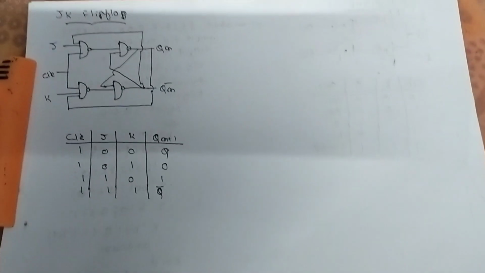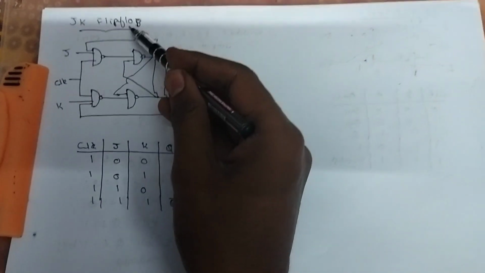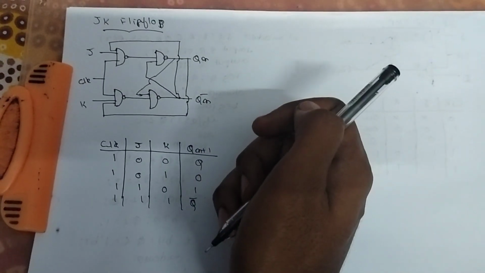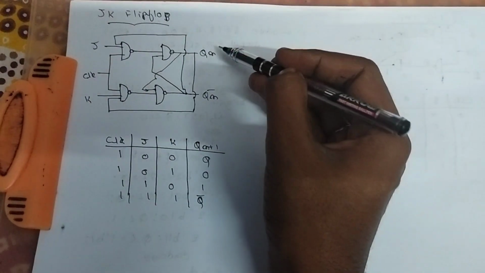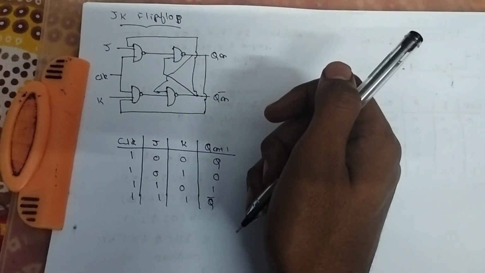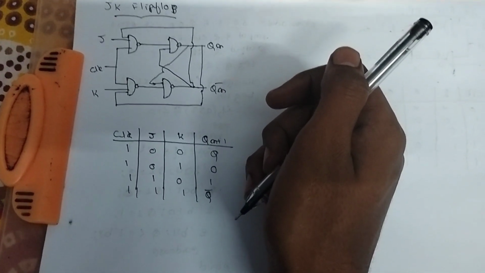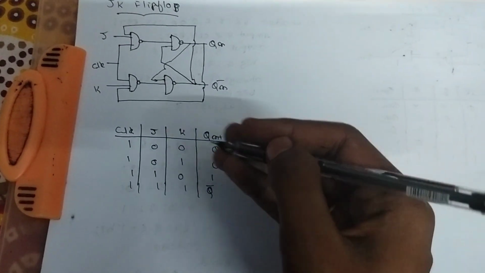Next, after the SR flip-flop, we are going to study the JK flip-flop. This is the circuit diagram of the JK flip-flop. J, K and clock are the input values and Qn and Qn bar are the output values. The main purpose of using the JK flip-flop is that in the SR flip-flop we got one output as invalid. To solve that issue or problem, we are using the JK flip-flop.